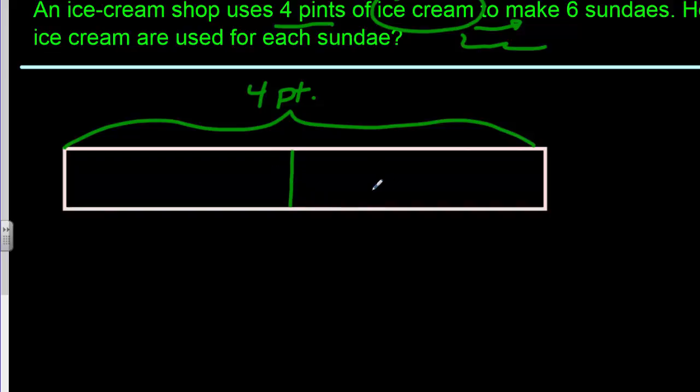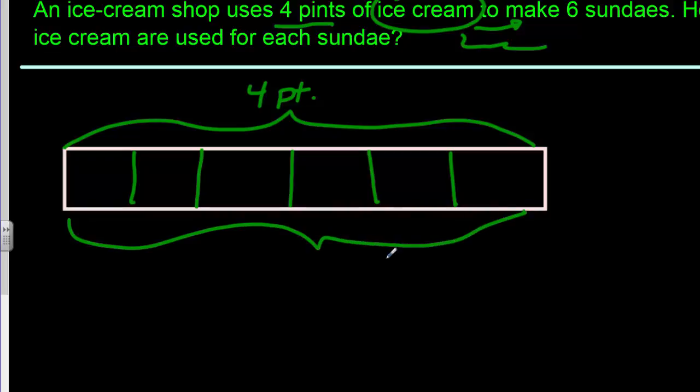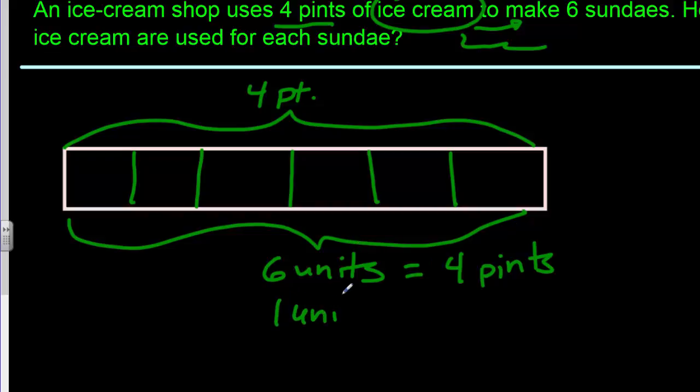Well, I'm going to split this right in half because I could say 3 sundaes over here, 3 sundaes over there. So that means if I divide this into thirds and this into thirds, I will have 6. Isn't that nice? Okay. And now I'm looking at it. This has been divided into 6 units. Now, it just so happens that 6 units is equal to 4 pints. Okay. Now we need to determine what 1 unit is because that is what the problem is asking us for each sundae.